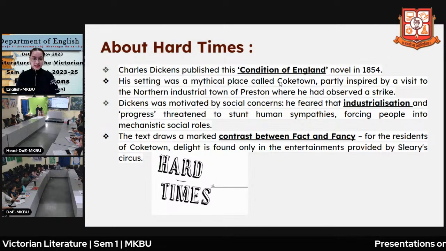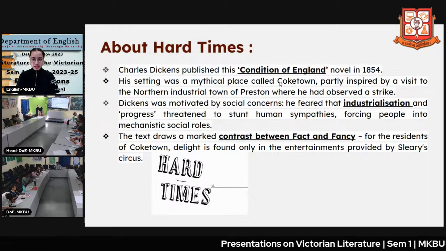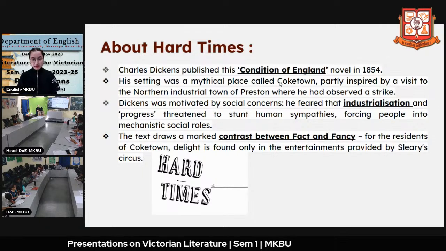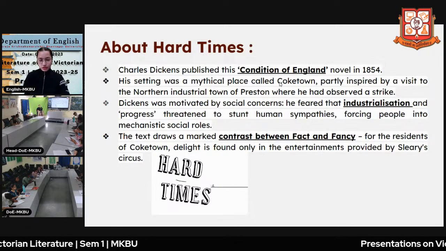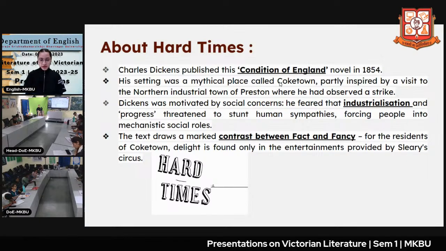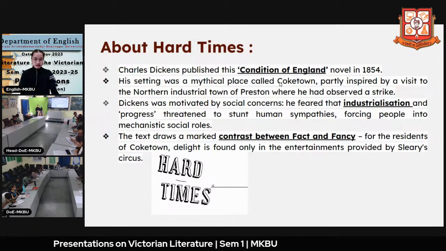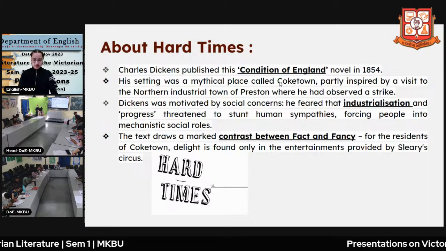Dickens was motivated by social concerns. He feared that industrialization and progress threatened to stunt human sympathies, forcing people into mechanistic social roles. The text draws a marked contrast between fact and fancy. For the residents of Coketown, delight is found only in the entertainments provided by Sleary's circus.